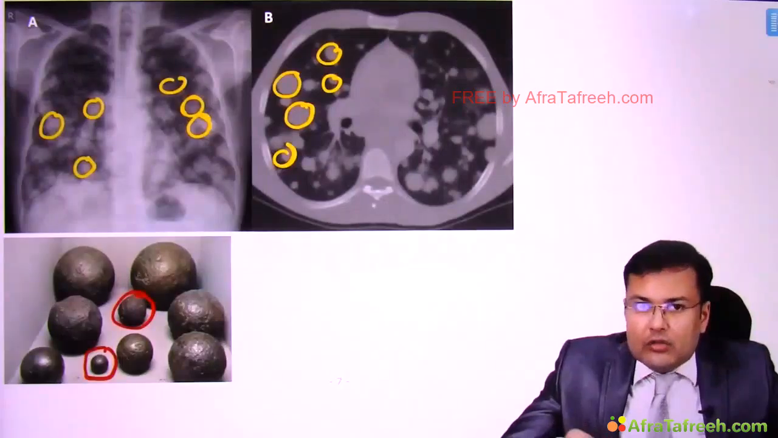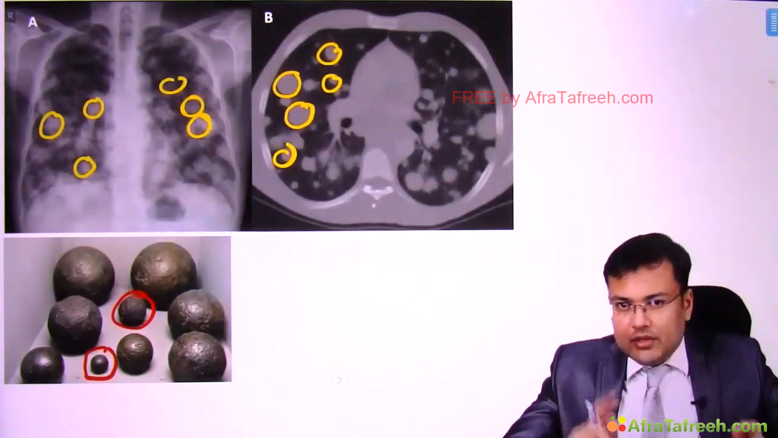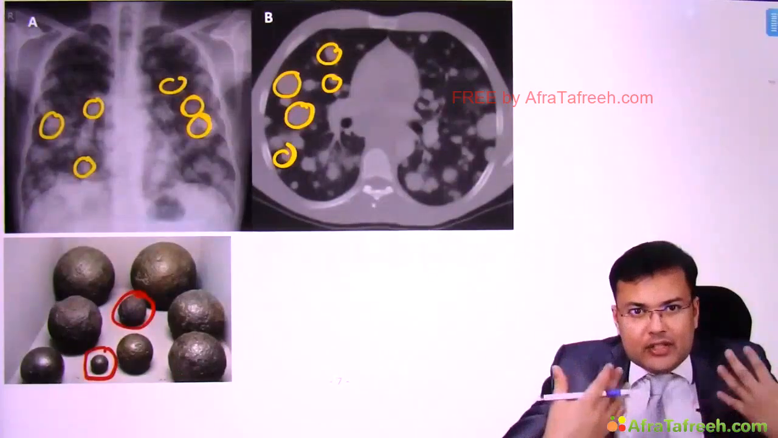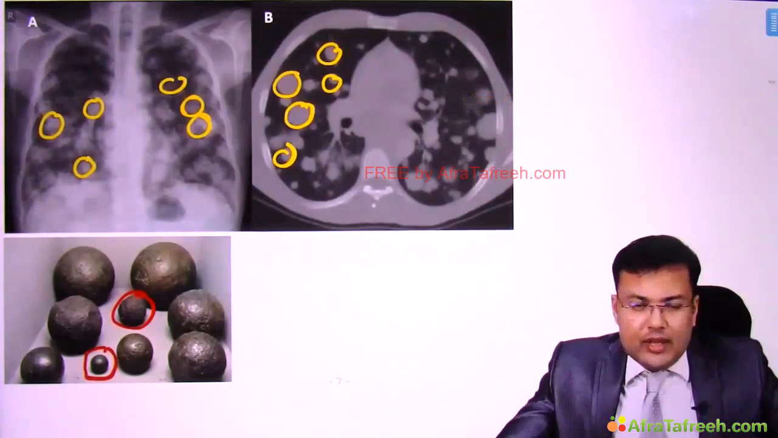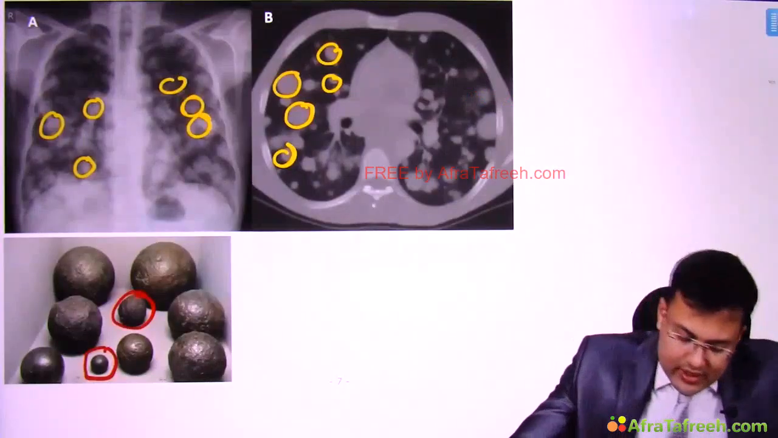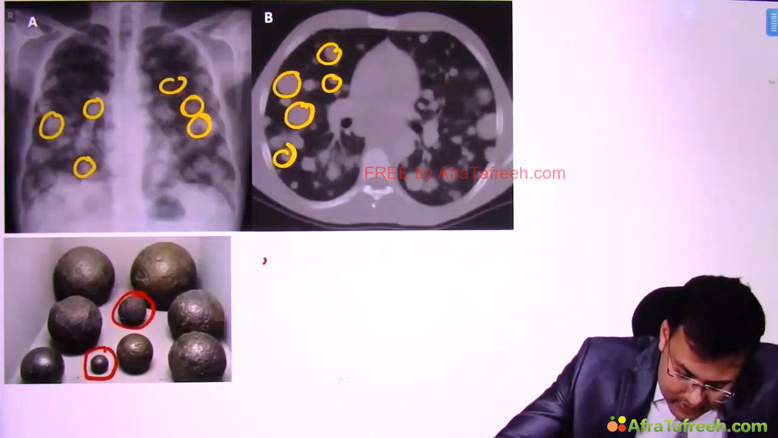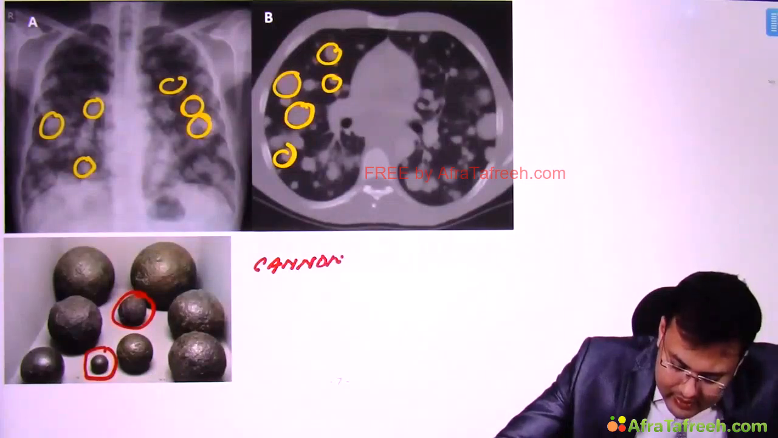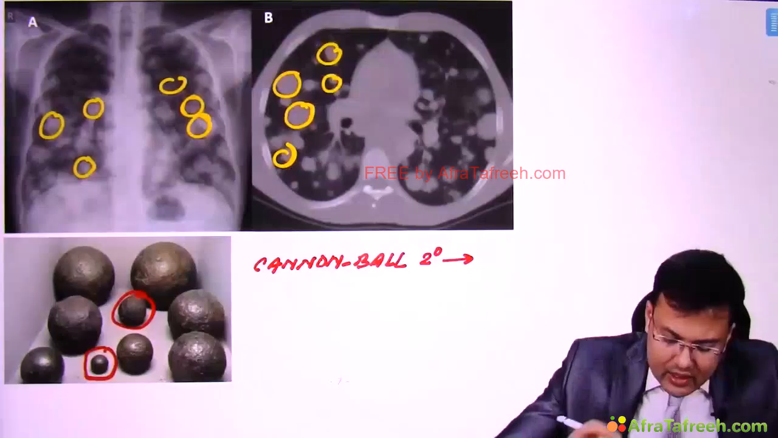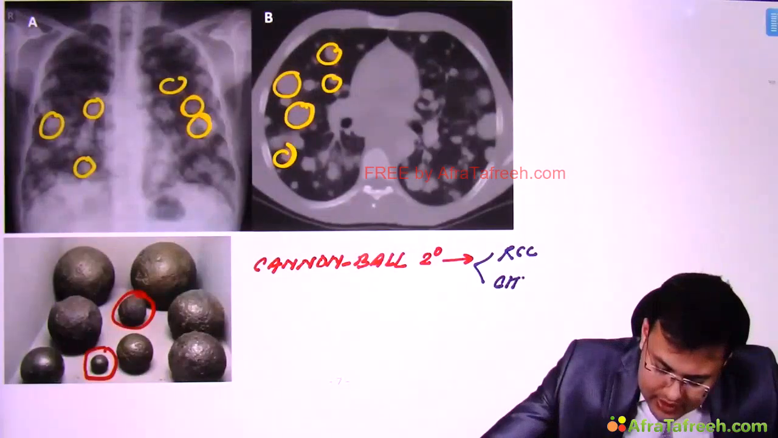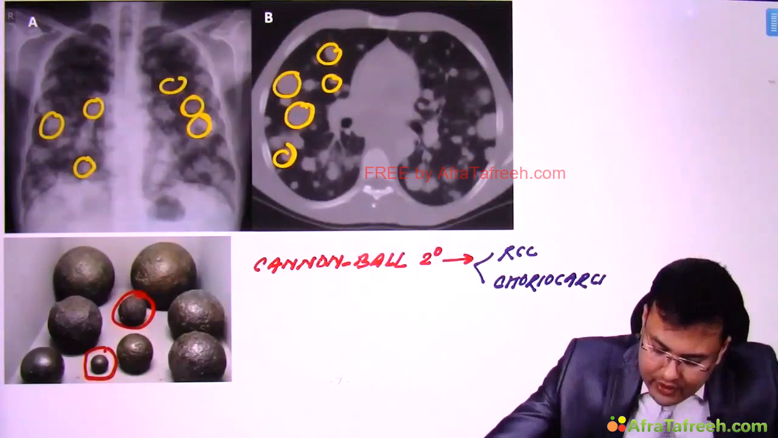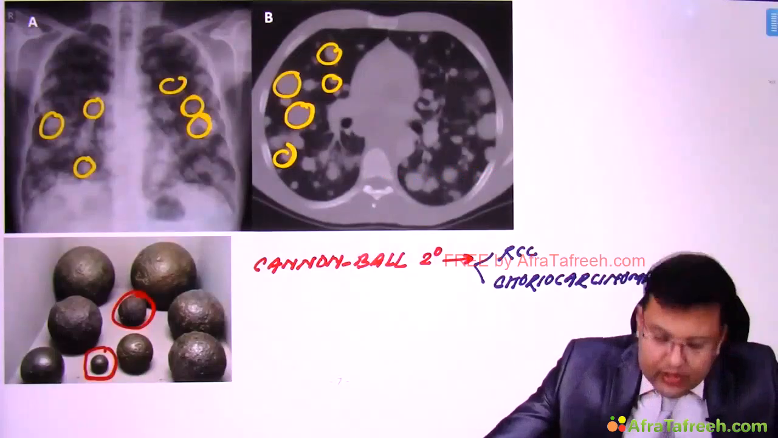Cannonball secondaries are also seen in one variant of testicular tumor, the variant which is having early hematogenous spread, early pulmonary metastasis, and worst prognosis. And what's that variant? Choriocarcinoma. So these are cannonball secondaries, most commonly seen in RCC, also seen in choriocarcinoma, a variant of testicular tumor.